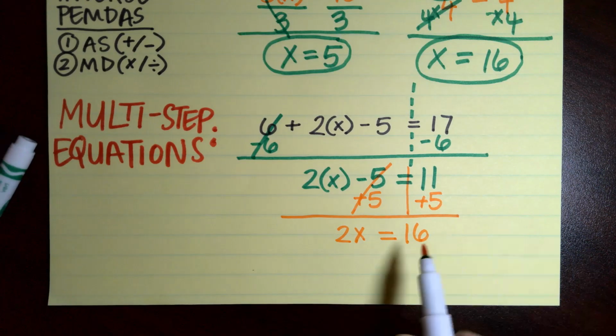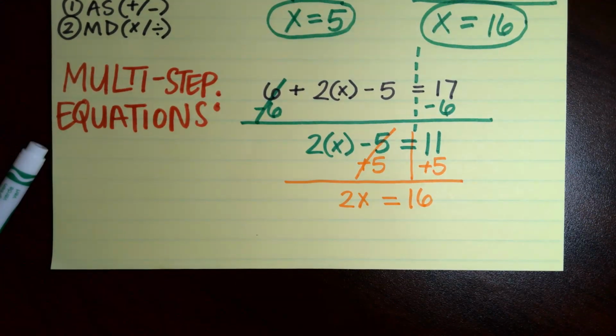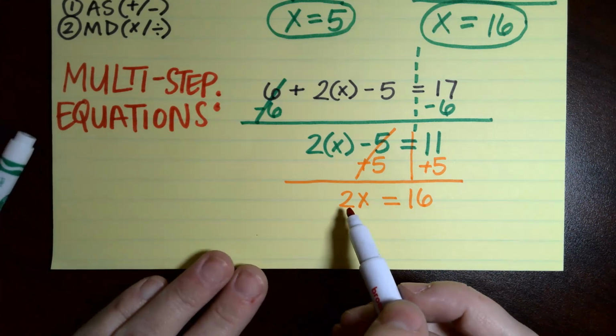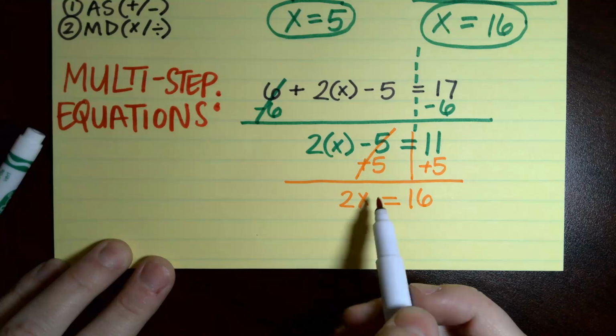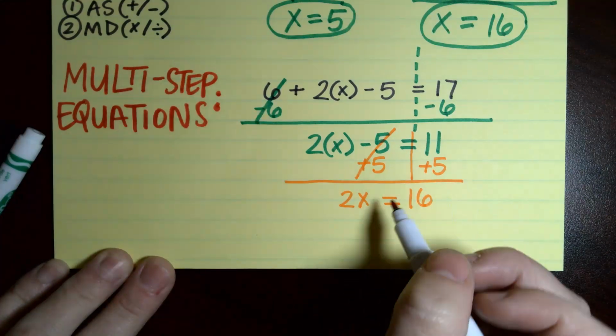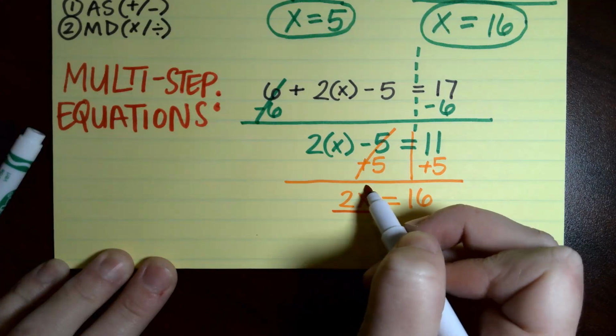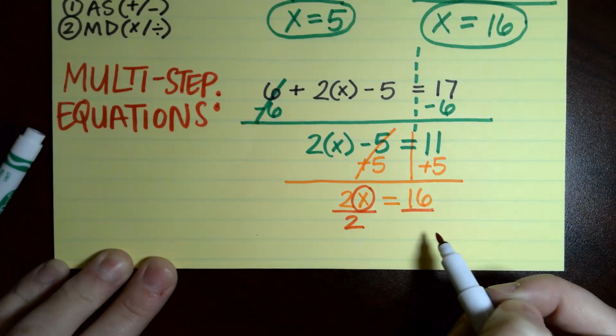Okay. Now we have a whole new equation all over again. We have 2 times x equals 16. What am I going to do now to get x by itself? I've got, yes. We are multiplying here already. To get rid of multiplication, we divide. So to get x by itself, we're going to divide by 2 on both sides.